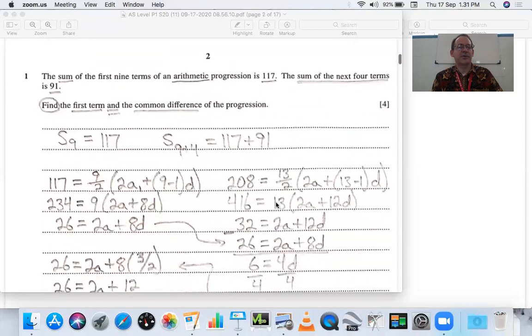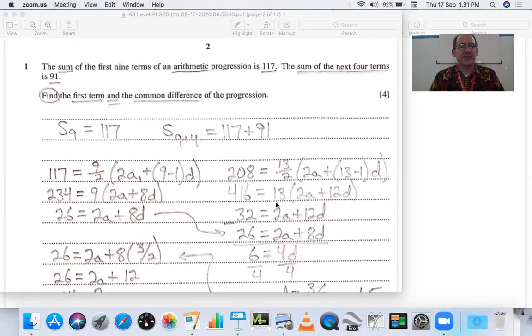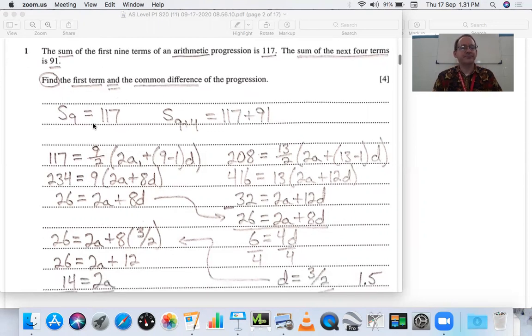Here's question number 1. The sum of the first 9 terms of an arithmetic progression is 117. The sum of the next 4 terms is 91. Find the first term and the common difference of the progression. Since we have 2 variables, it's probably going to be simultaneous equations.